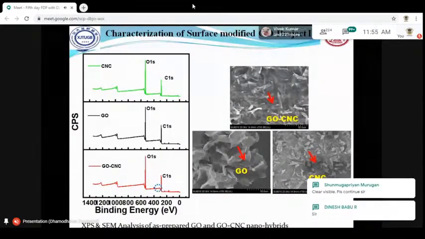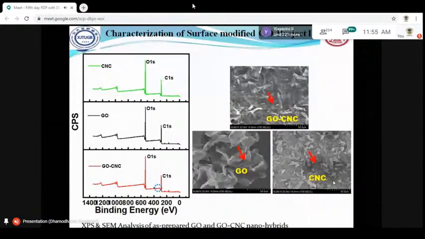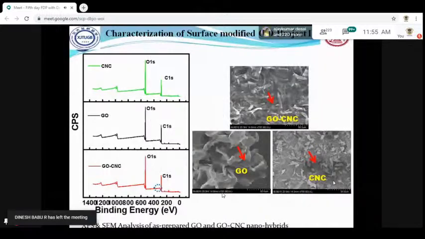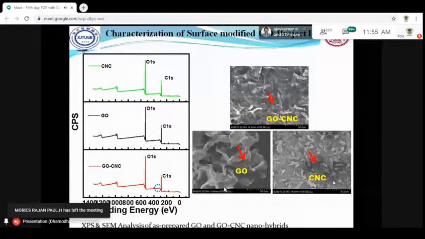In the case of XPS analysis, we have done it with neat CNC, neat GO, and also CNC decorated GO. Here also we can see the carbon peak has been reduced as compared with neat GO, and there is a small peak related to CNC. Morphology study has been done with SEM analysis.